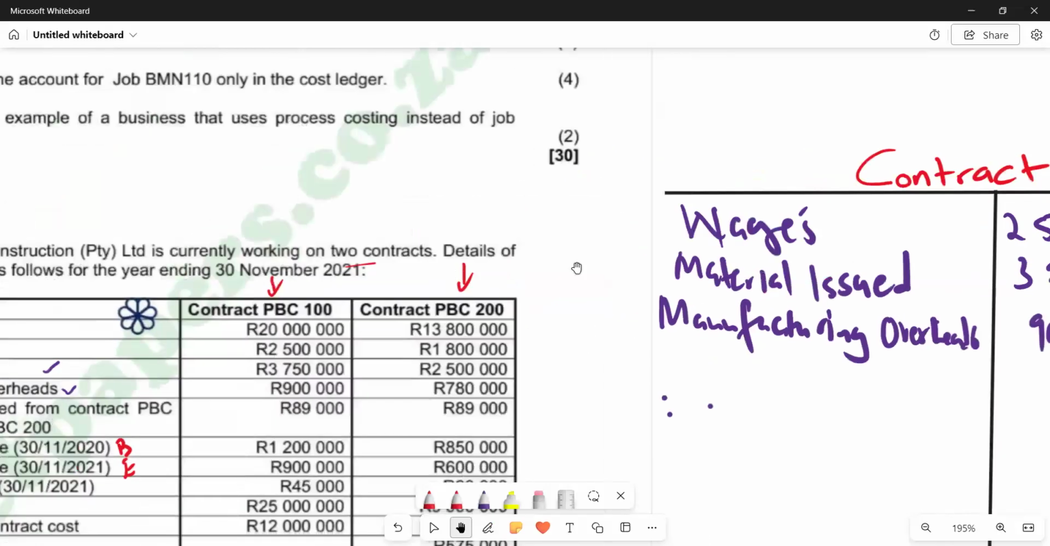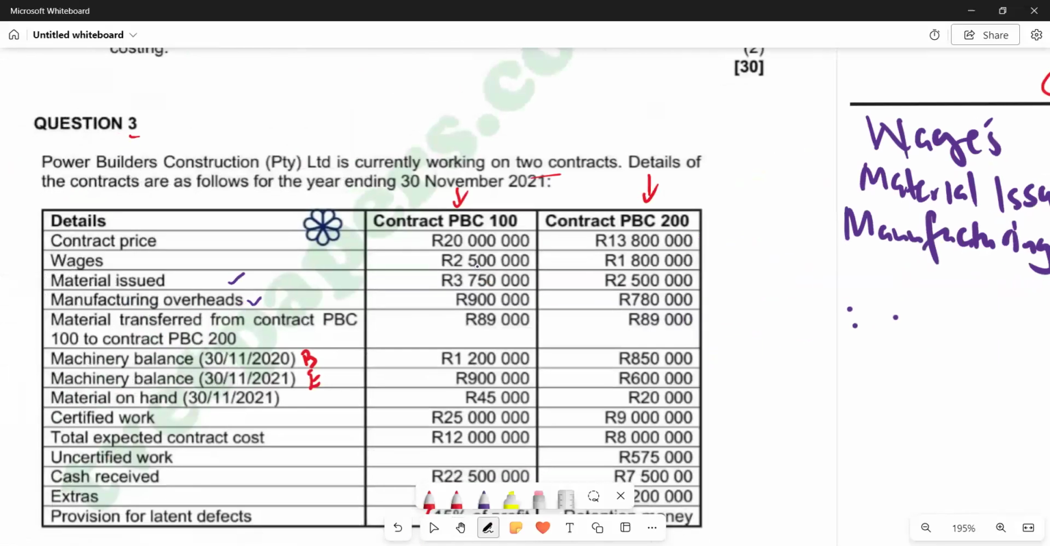Then we go beneath manufacturing overheads to see what we have. We have material transferred from contract PBC 100 to contract PBC 200, and the amount is 89,000. So obviously, when it is transferred from PBC 100, it means we are going to credit it in PBC 100, and then we are going to debit it in contract PBC 200. So the concerned account, according to the requirement of the question, is PBC 100. So we are going to go to the credit side of PBC 100 and put our 89,000 as material transfer. So we can go there.